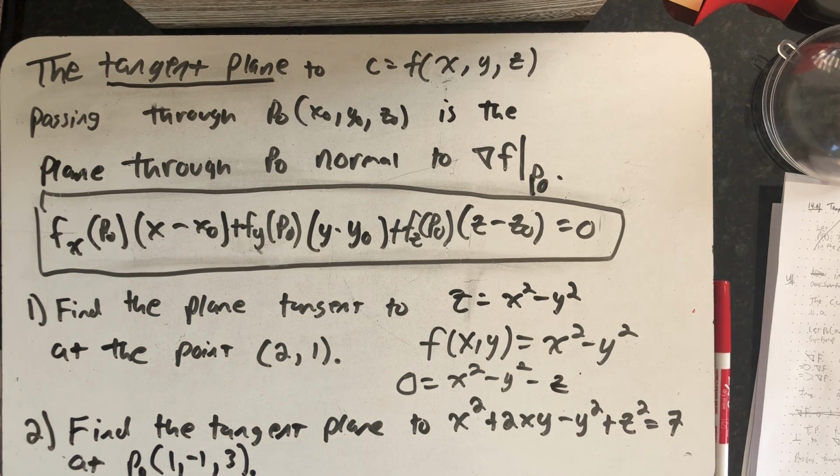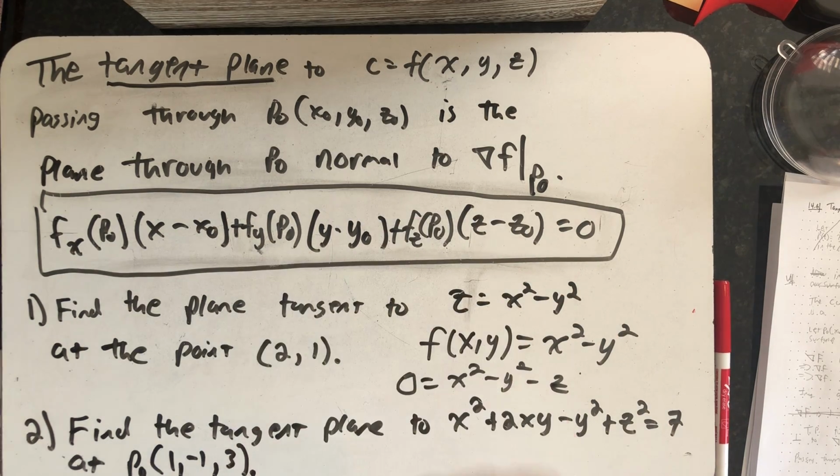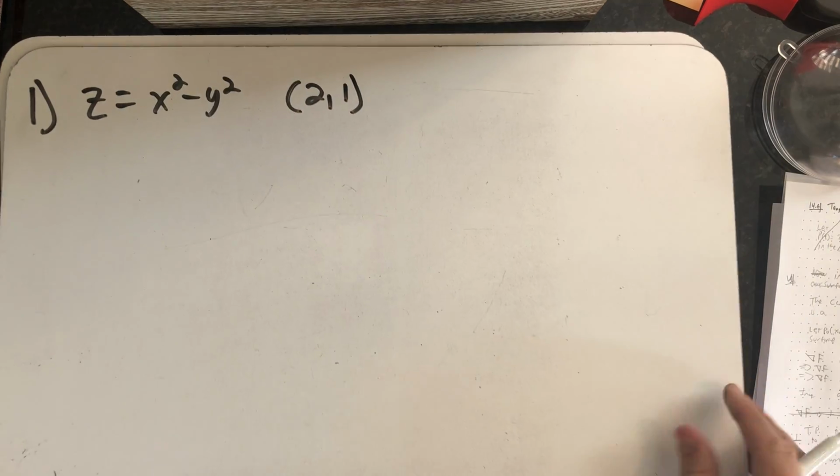In our last video, we saw a special case of this where we rewrite this formula with a minus 1 where the partial of z goes. I always prefer just to think about this as one process and rewrite any surface, like the one I'm given here, as a function on 3 variables equal to 0. So let's go on and see if we can find the tangent plane in number 1.